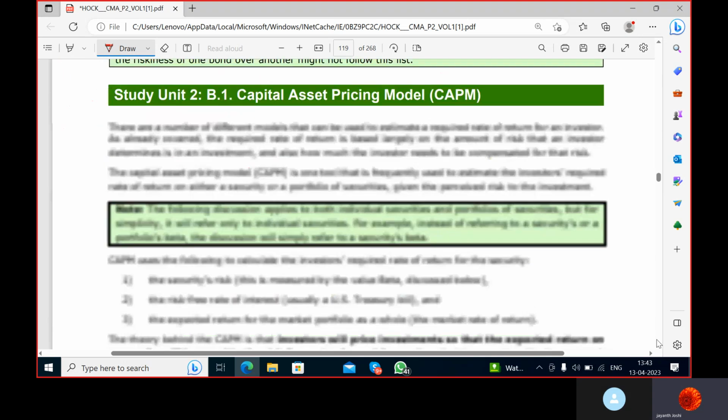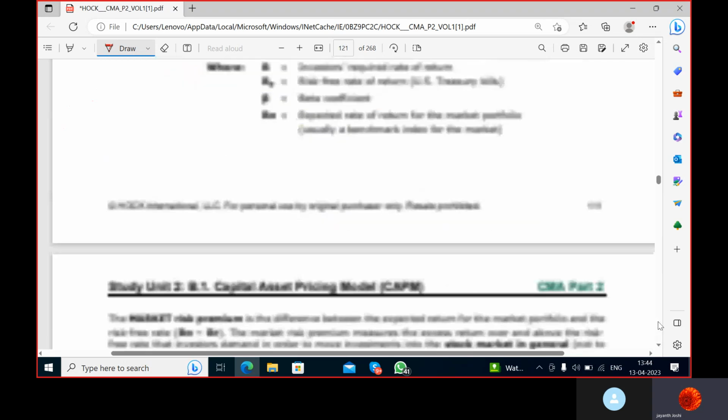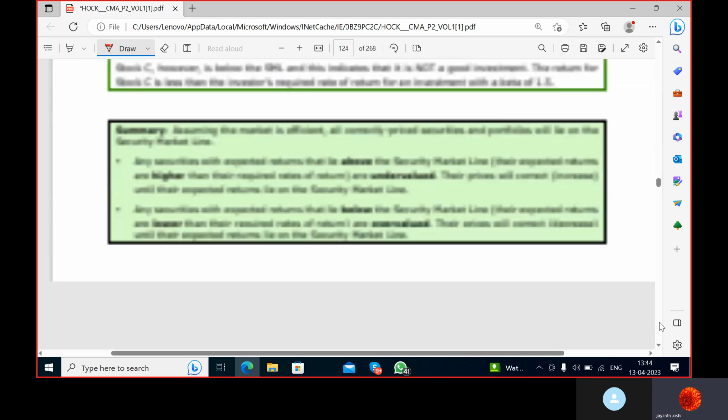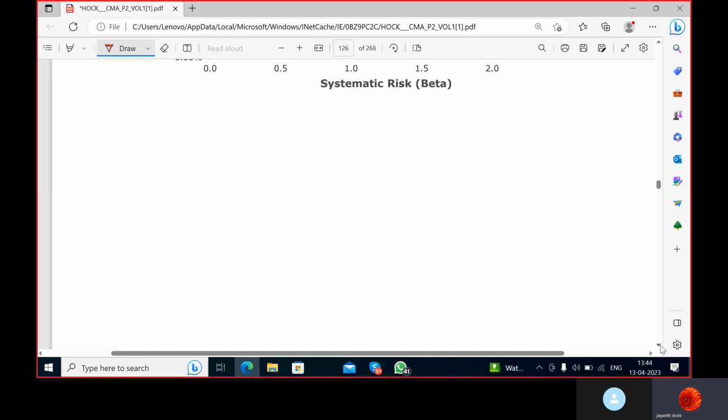Now next comes the CAPM model. See, what does this CAPM model tell? Please try to understand. I'll ask you some questions.